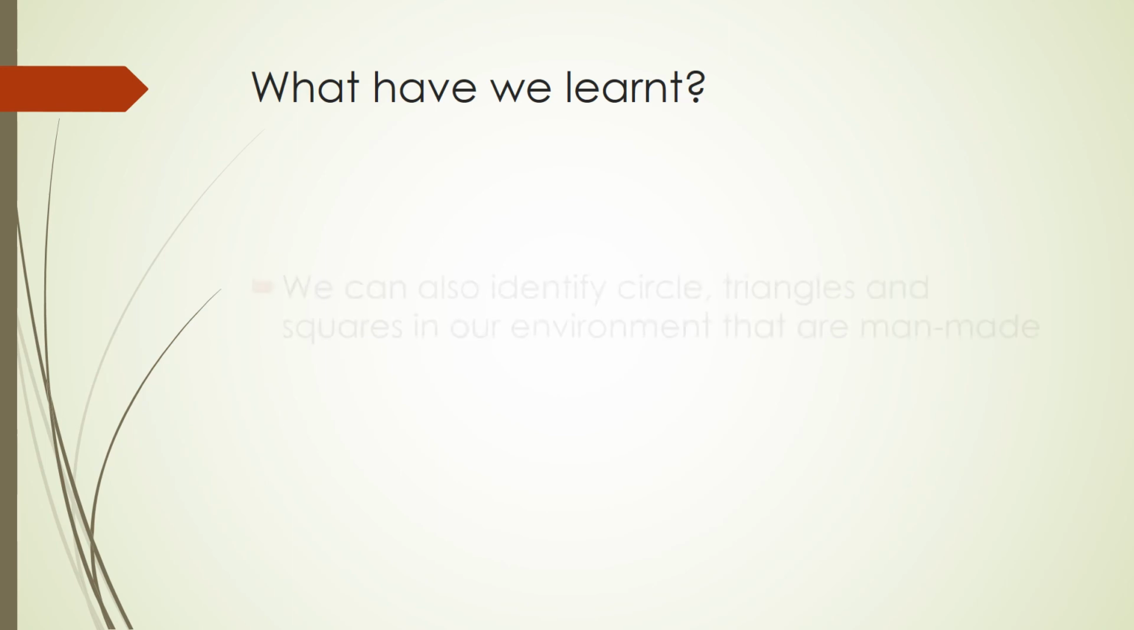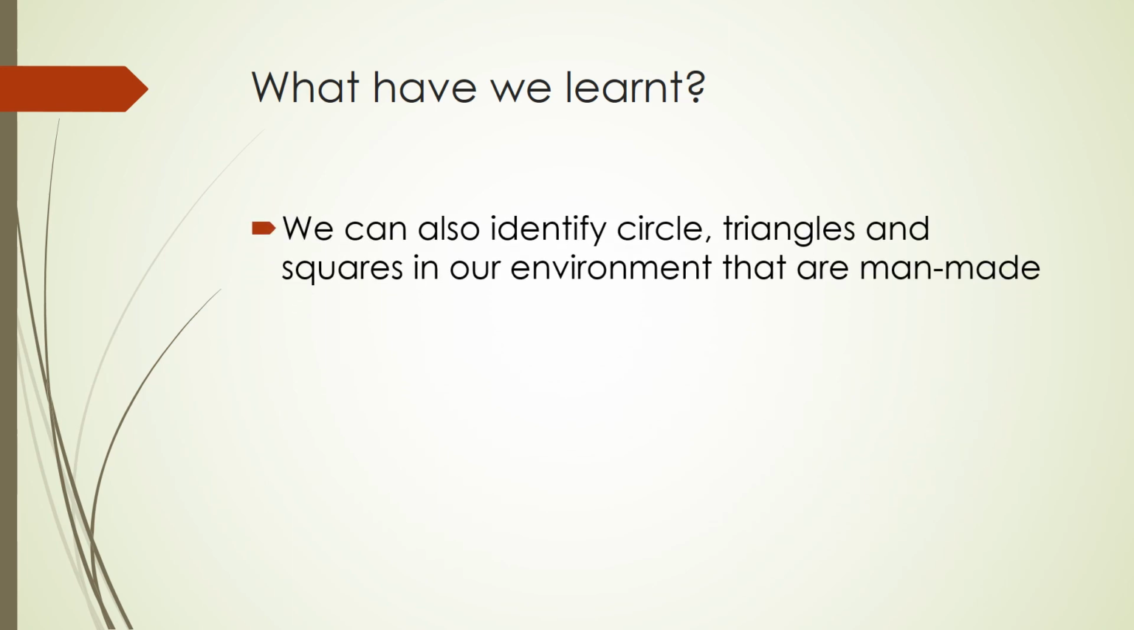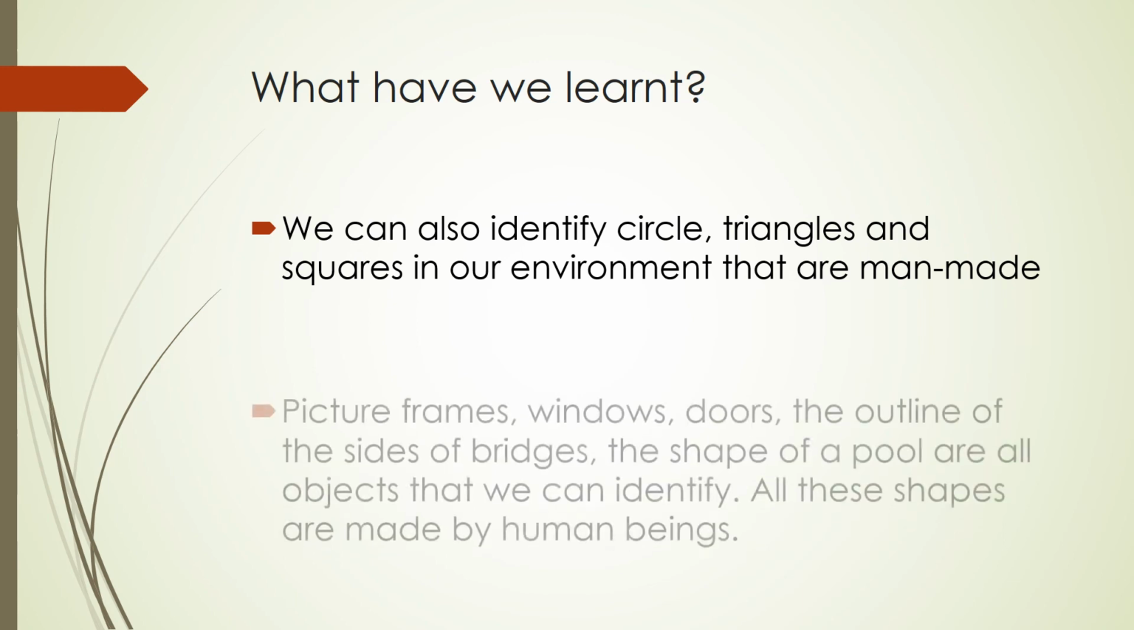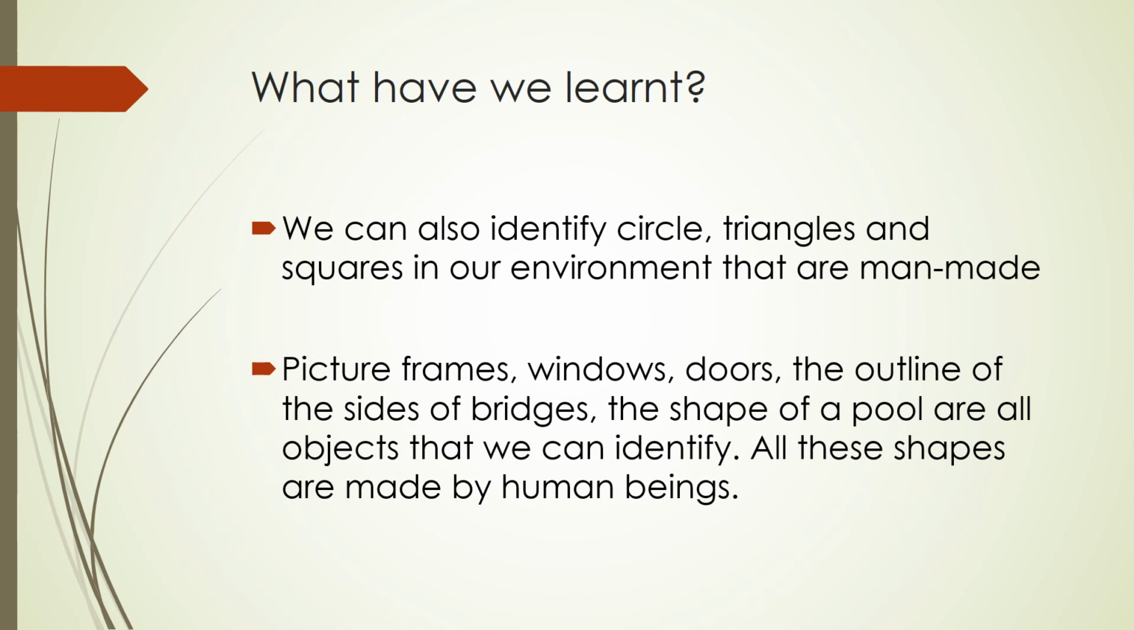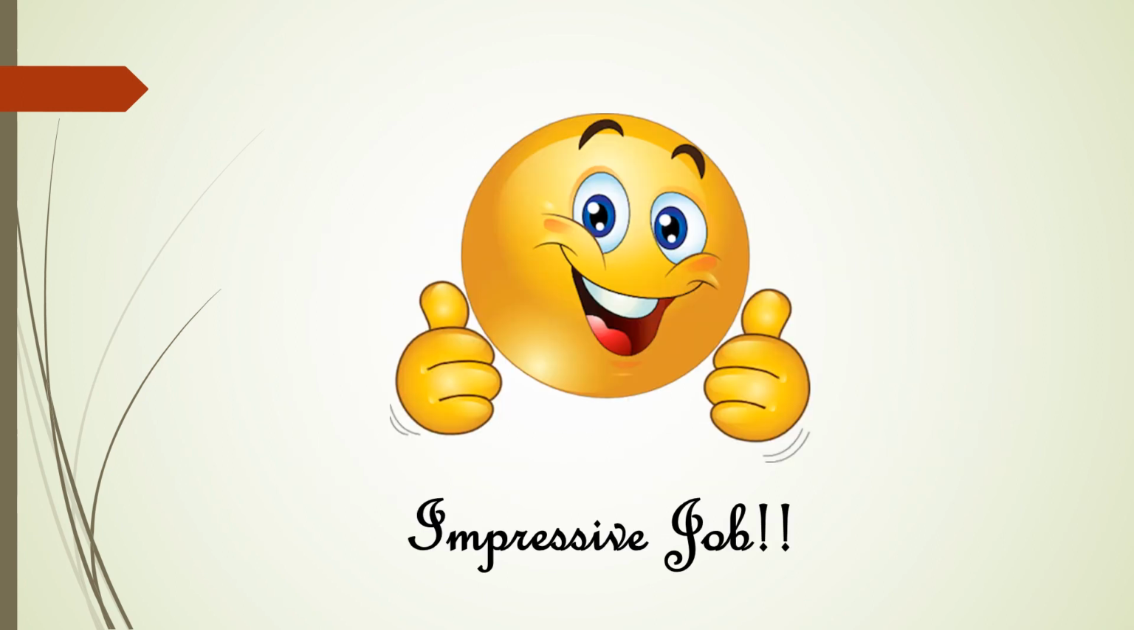What else have we learned today? We can also identify circles, triangles, and squares in our environment that are man-made. The picture frames, the windows, the doors, the outline of the sides of bridges, the shape of a pool are all objects that we can identify. All these shapes are made by human beings. Impressive job, boys and girls. You have been a fabulous sport so far.